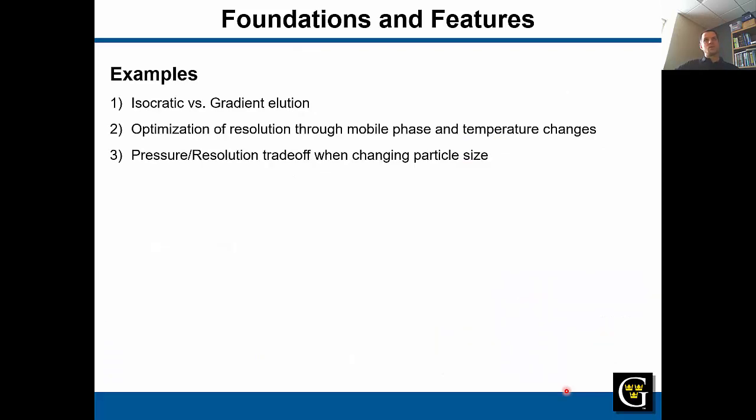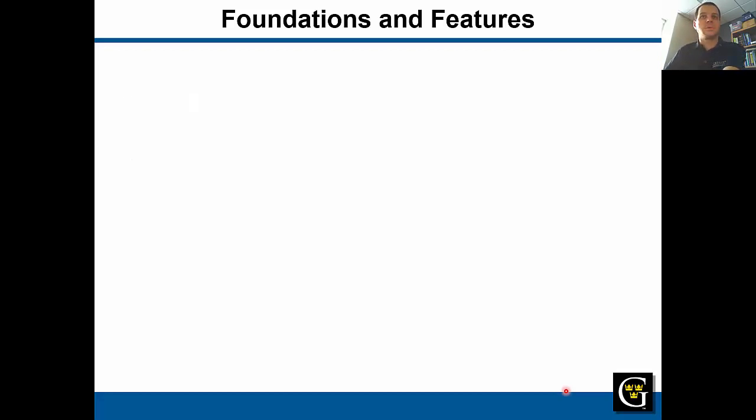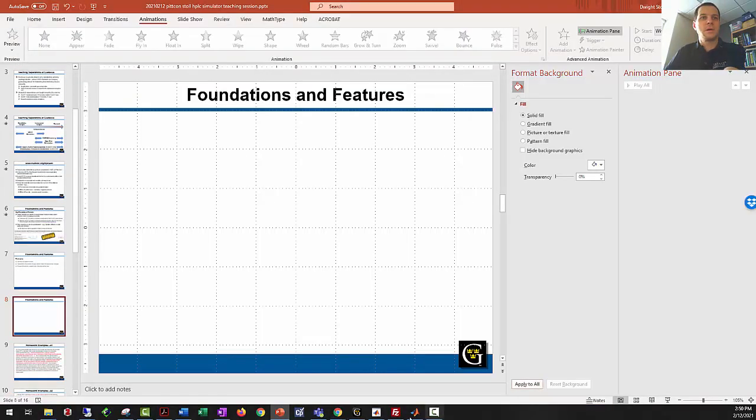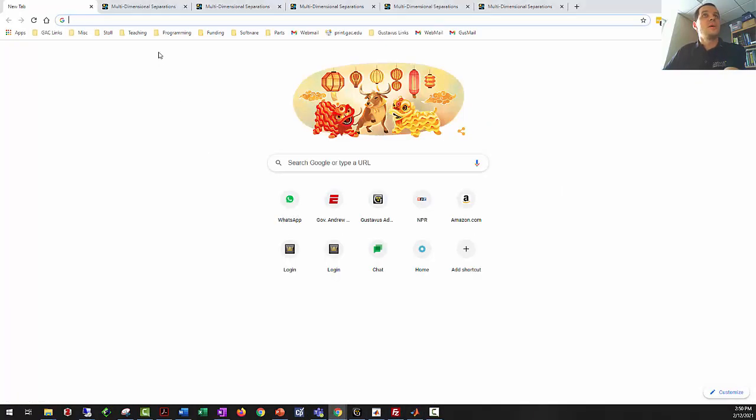So now I just want to actually show the simulator working with 3 quick examples. The first being comparison of isocratic and gradient elution, the second being optimization of resolution by adjusting mobile phase and temperature, and the third one looking at the pressure resolution trade-off when changing particle size. So at this point, I will leave my PowerPoint here and transition to the simulator. So again, this, as far as we know, runs in all common browsers.